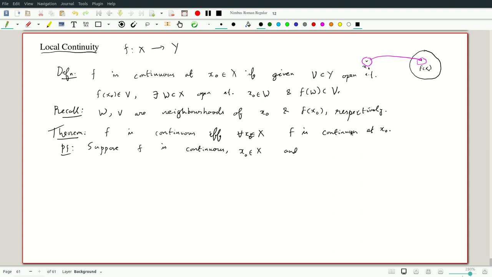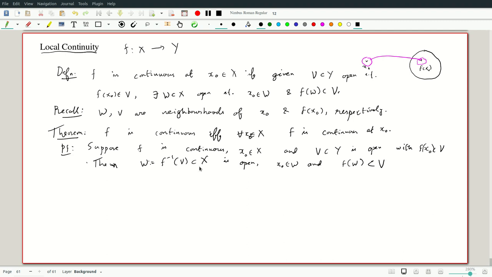We have this set which was called V, and V contained in Y is open with f of x0 in V. Then it's easy, we just take the inverse image. Then W, which I'll define as f inverse of V, contained in X, is open, x0 belongs to W, and f of W is f of f inverse of V. Well, it's actually contained in V.